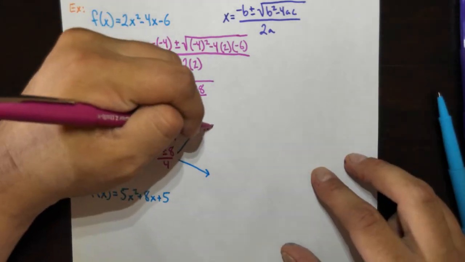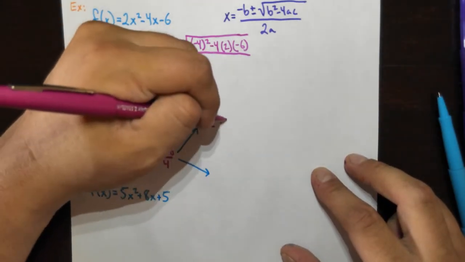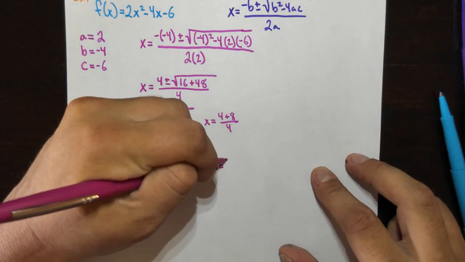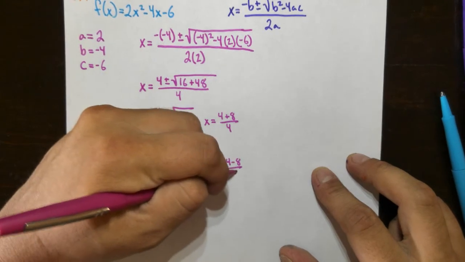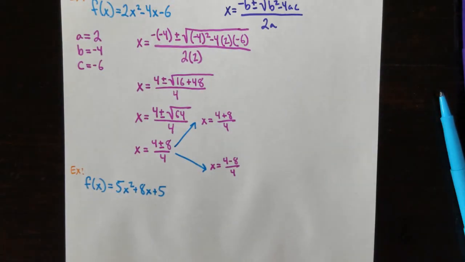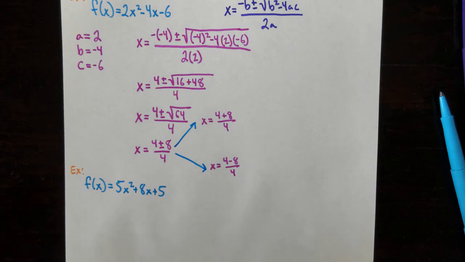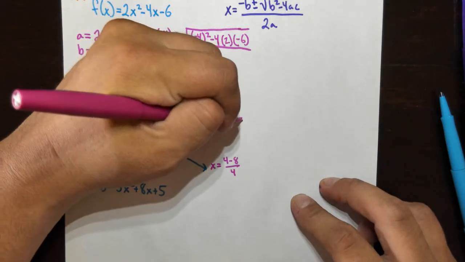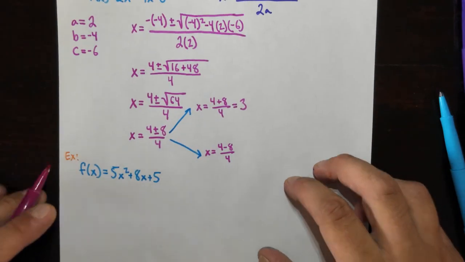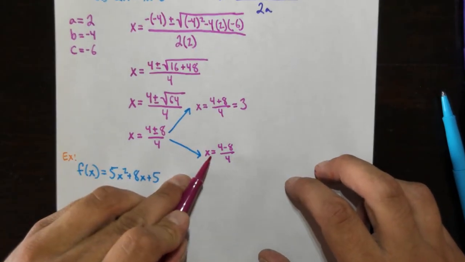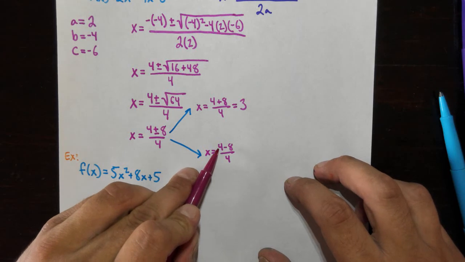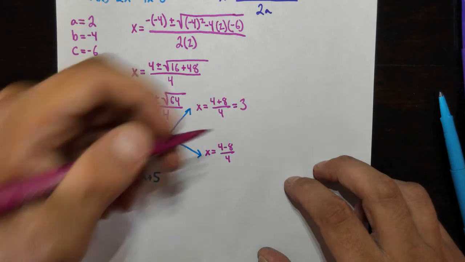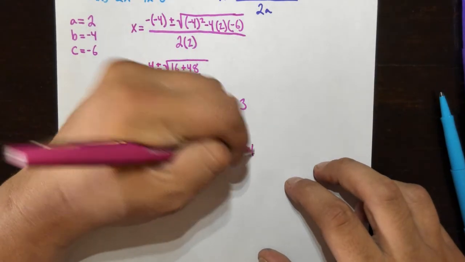So one's going to be x equals 4 plus 8 over 4, and the other one's going to be x equals 4 minus 8 over 4. And since both the numbers on top are real numbers, we can combine them. So 4 plus 8 is 12, 12 divided by 4 is 3. And then the second x, 4 minus 8 is negative 4, divided by 4 is negative 1.